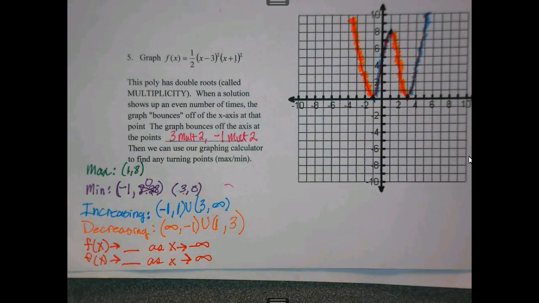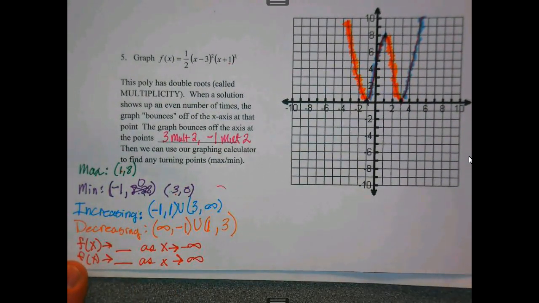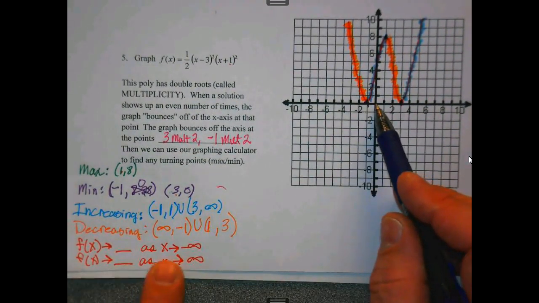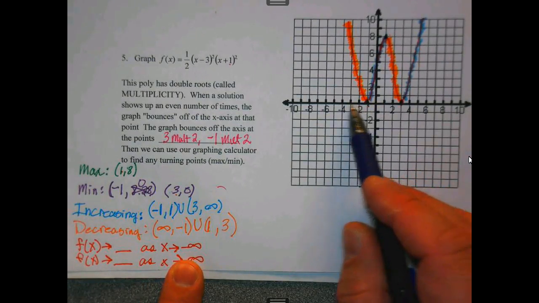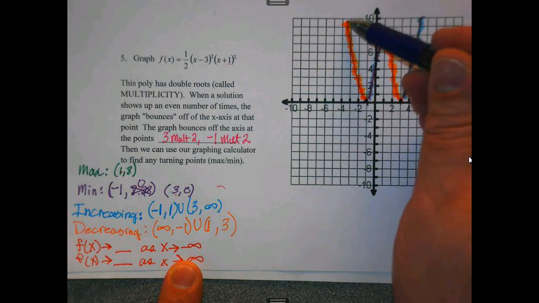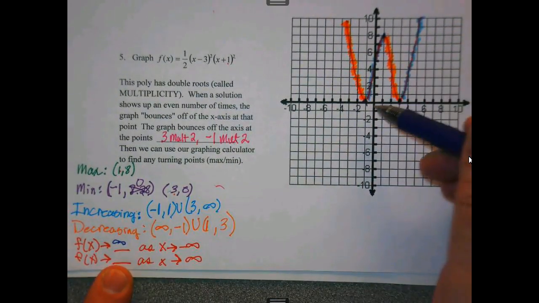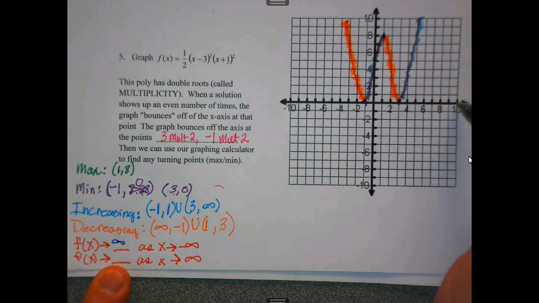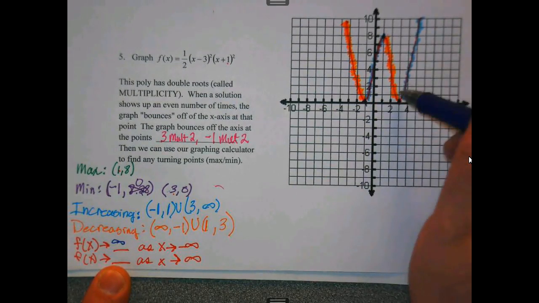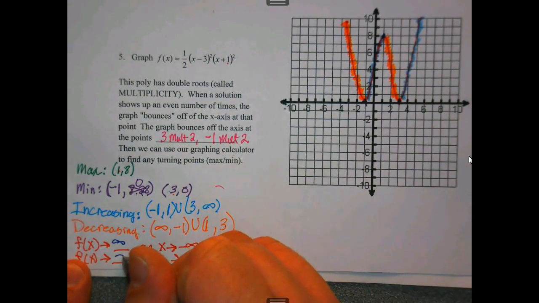Okay, my increase and decrease. All I have left is end behavior. Start at the origin. As x goes to negative infinity, or to the left, my y goes to positive infinity. And as my x goes to the right, the end of my graph goes towards positive infinity.